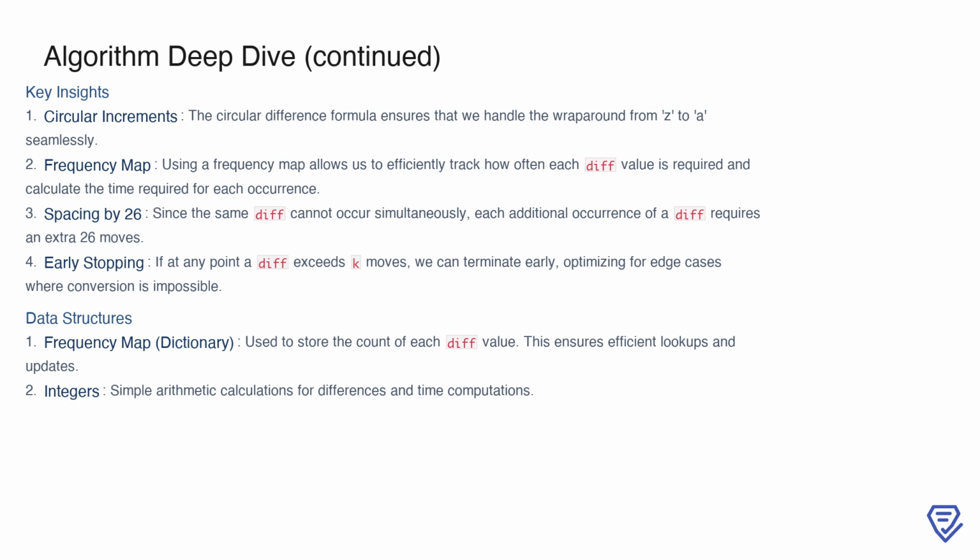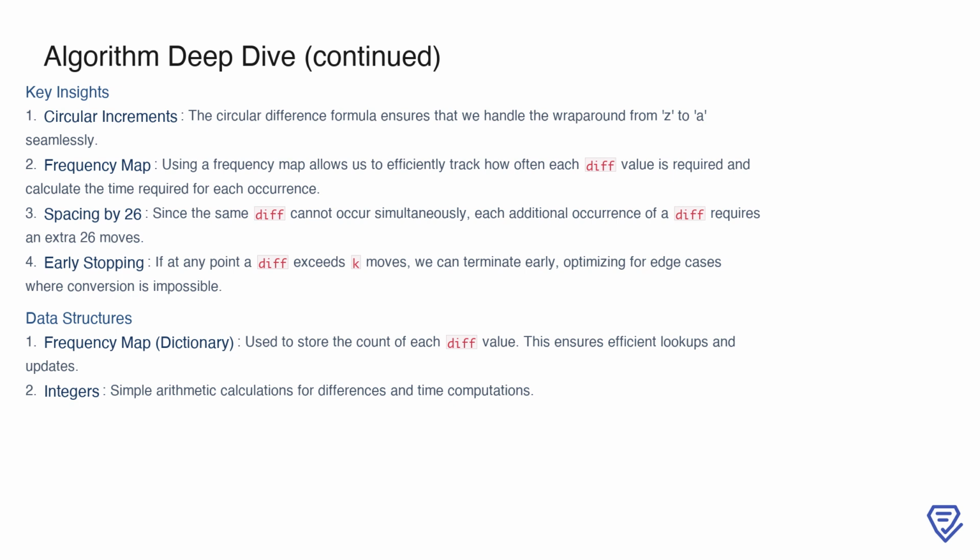Second, the frequency map provides an efficient way to track how many times each difference is required. This is crucial because it allows us to calculate the time needed for each occurrence without redundant computations. Third, the spacing of 26 units between repeated increments of the same difference ensures that no two increments interfere with each other. This is handled elegantly by our formula for calculating time.